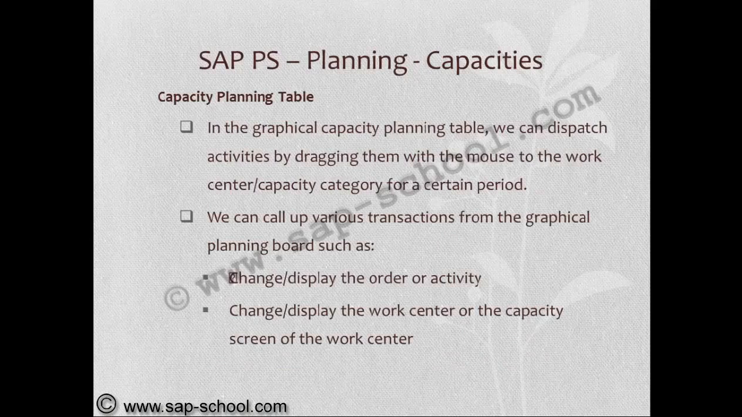In the graphical capacity planning table, we can dispatch activities by dragging them with the mouse to the work center or capacity category for a certain period. We can call up various transactions from the graphical planning board, such as change or display the order or activity, change or display the work center or the capacity screen of the work center.